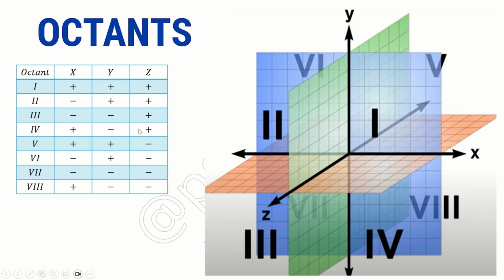Now put plus for z for the first four octants. For the second four octants, you repeat the same: plus plus, minus plus, minus minus, plus minus, exactly the same, and just put minus for z. Then you will get the 5th, 6th, 7th, 8th octants. So remember this trick.